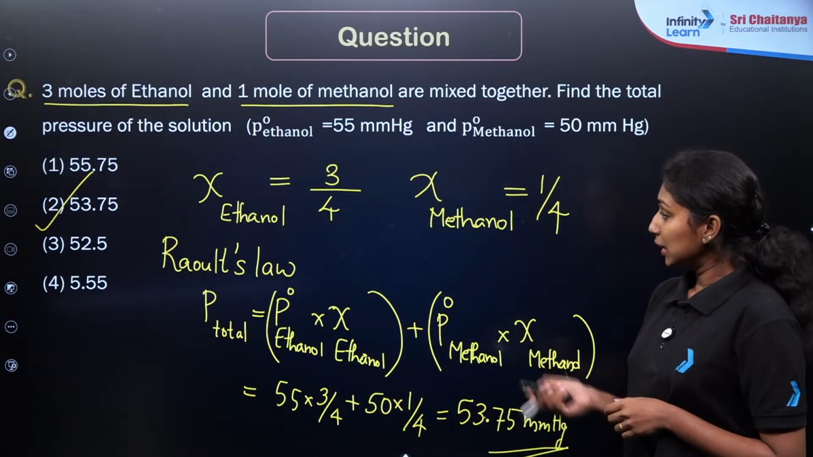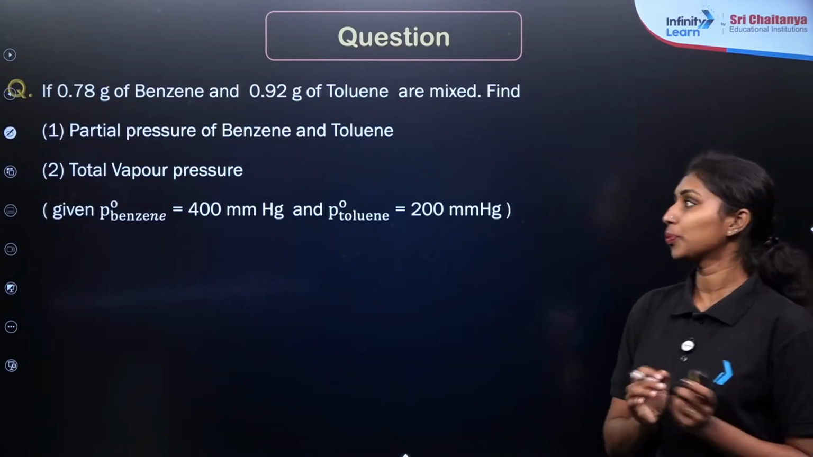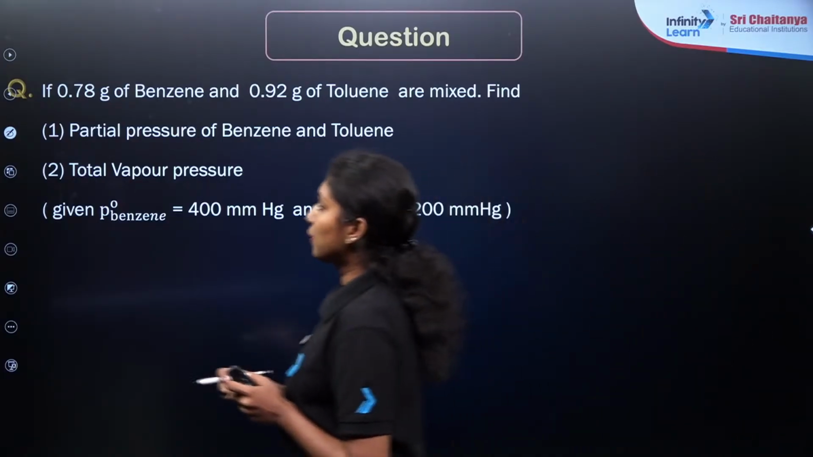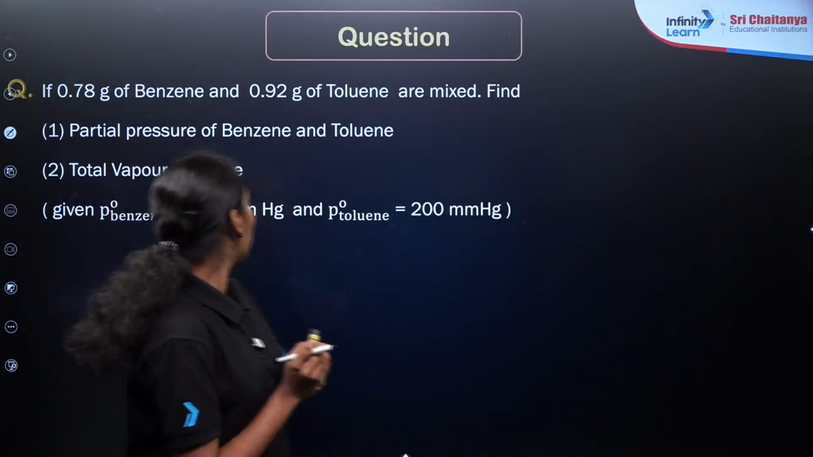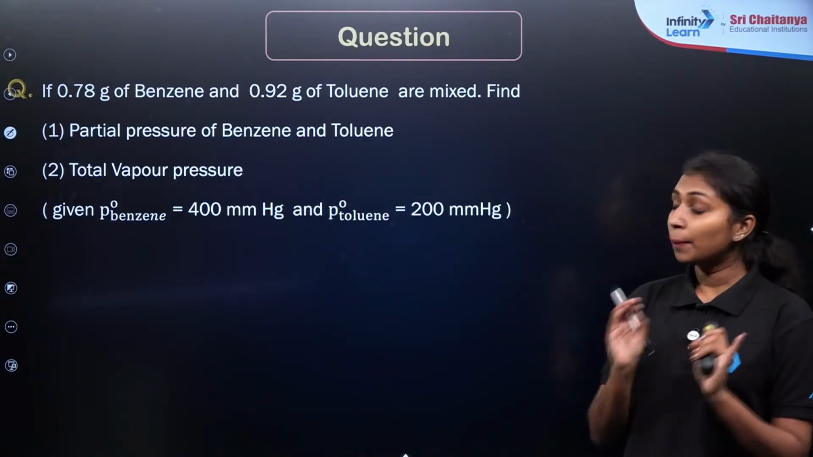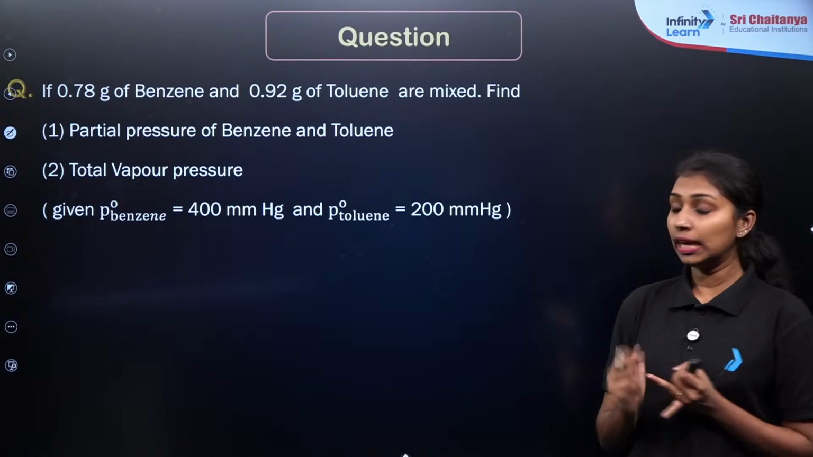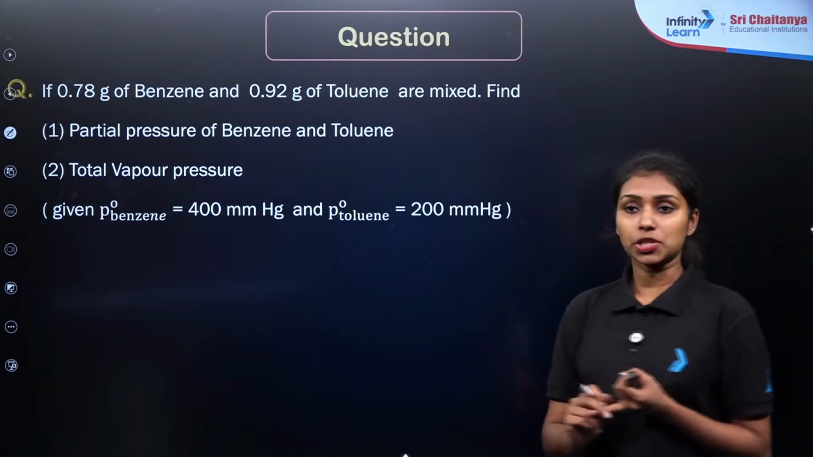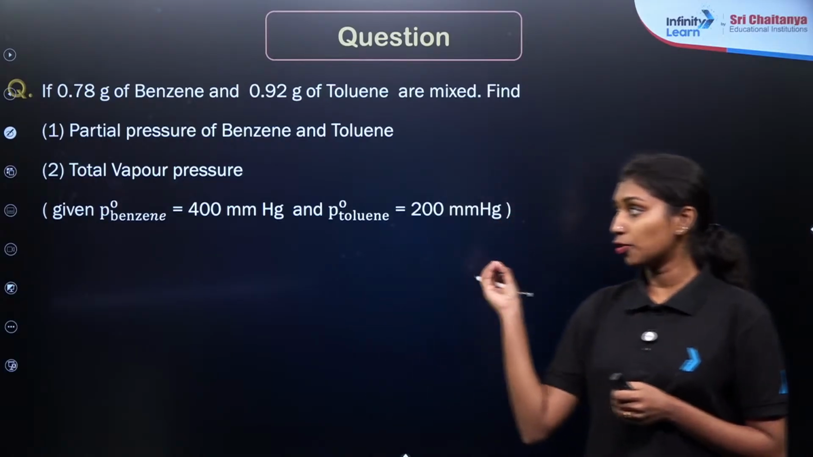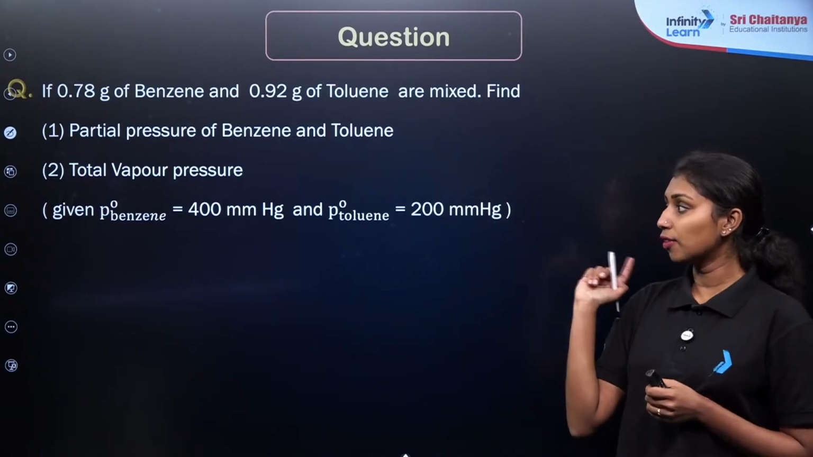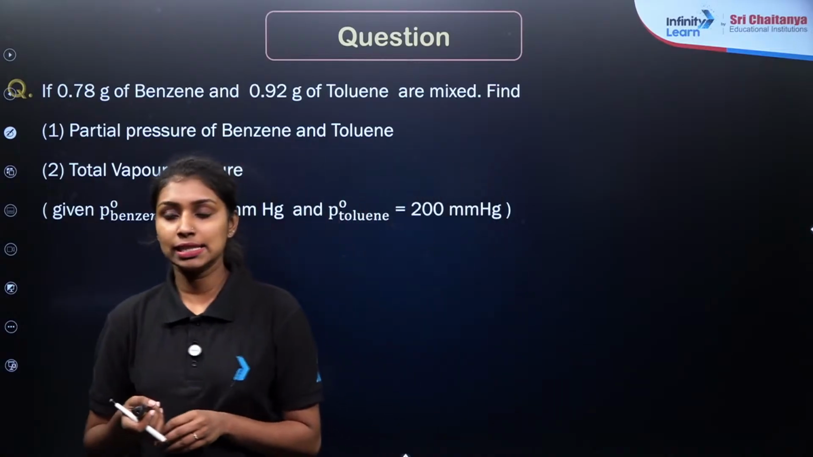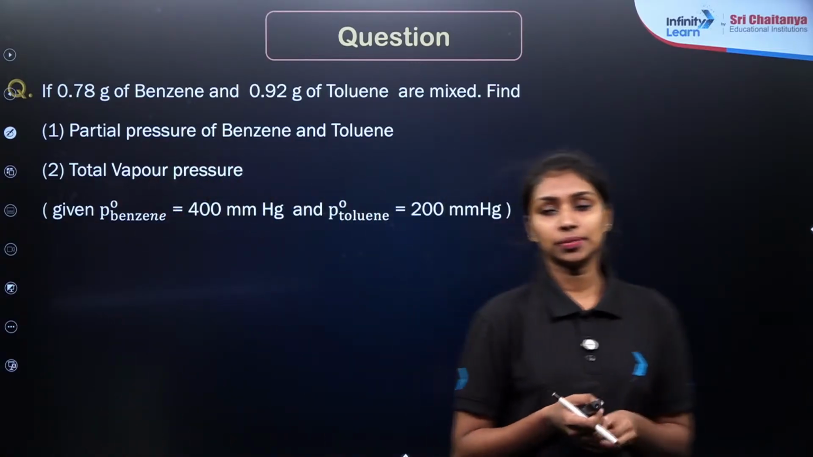Now here is the next question. Again, the application of Raoult's law here. If 0.78 gram of benzene and 0.92 gram of toluene are mixed, find the partial pressures of benzene and toluene and find out the total vapor pressure. It is already given that the vapor pressures of pure benzene and toluene are 400 and 200 respectively. Just let me know the answers in the comments.